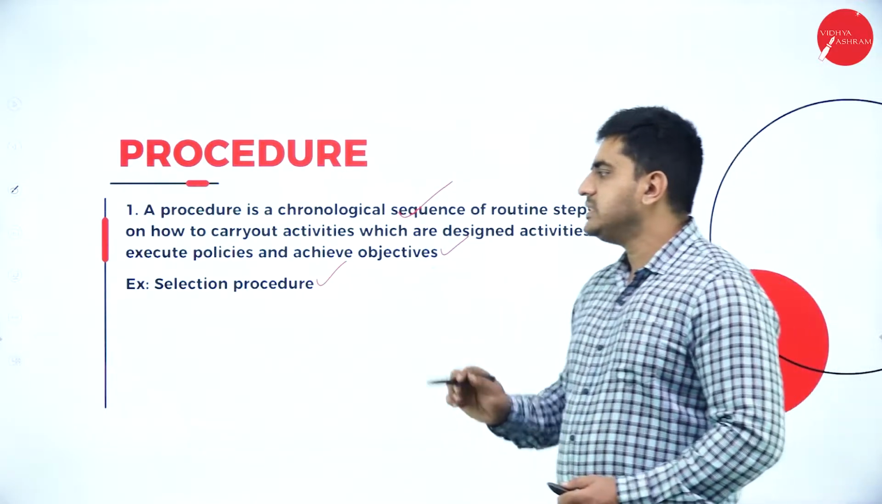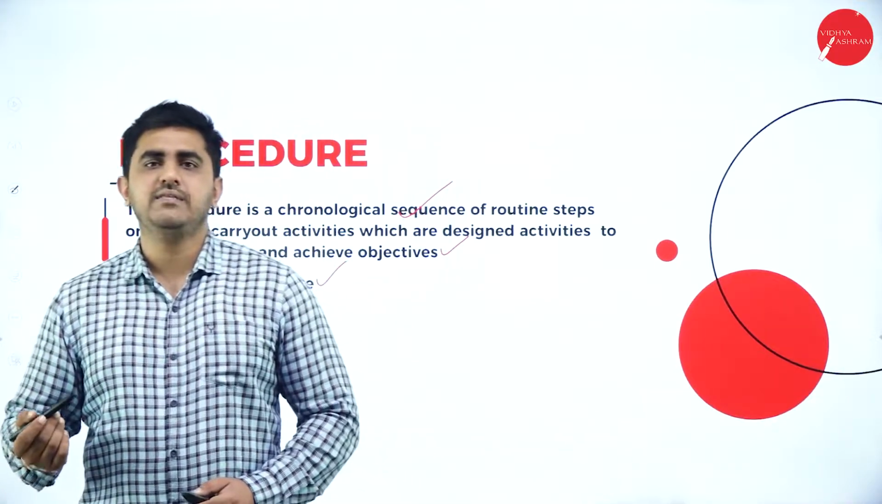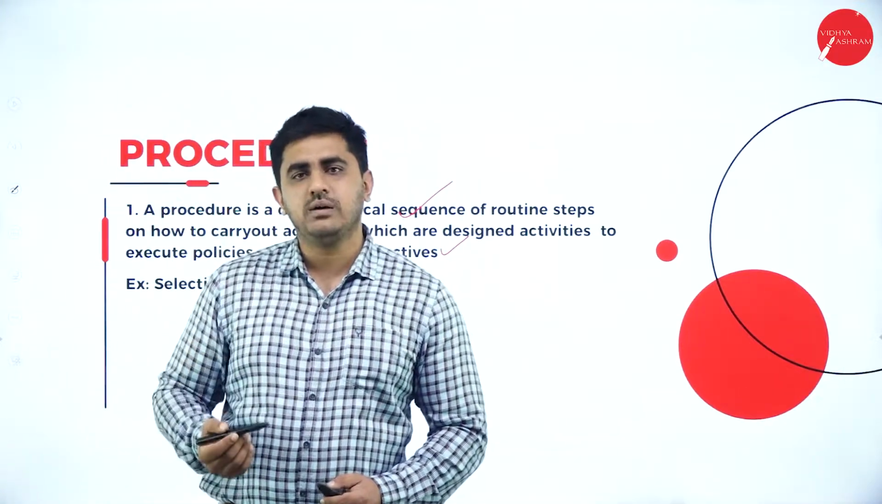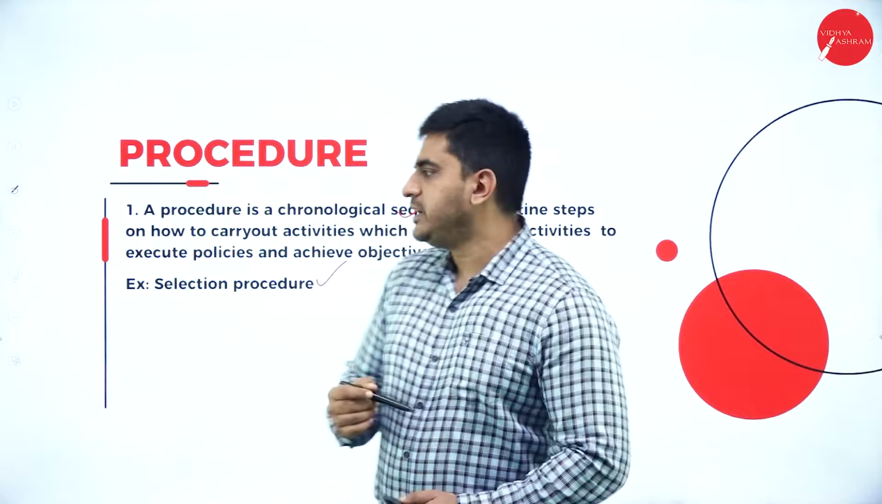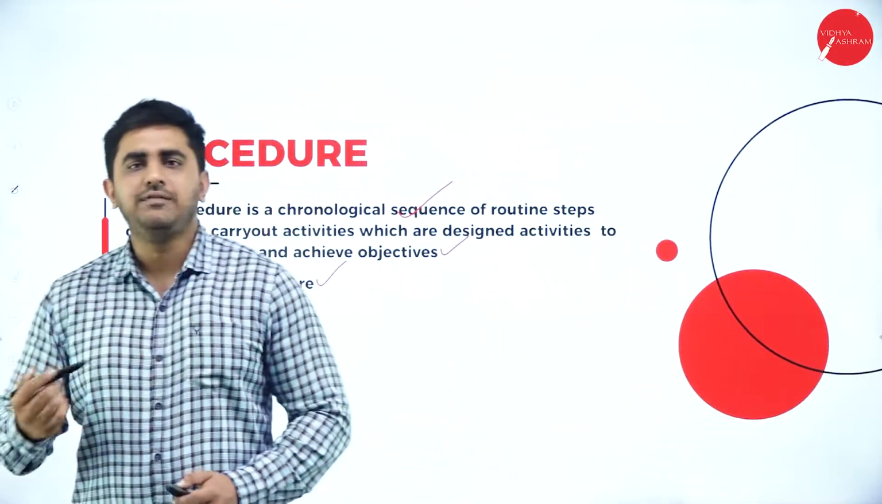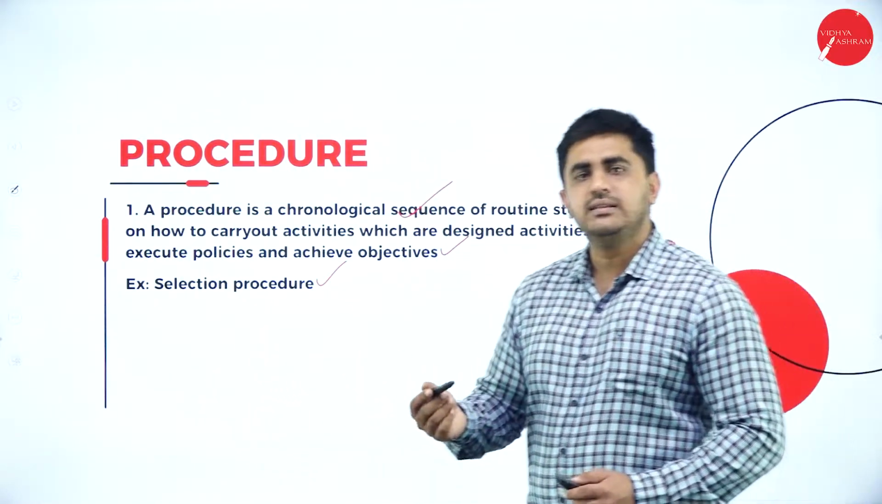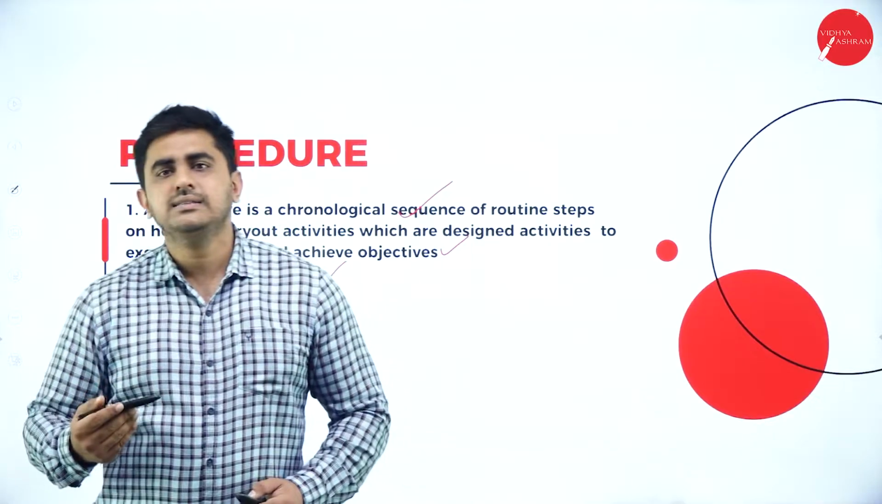So the selection procedure will mention that first they have to apply with the resume. Then they will have to come. They will have to face an aptitude test. After the aptitude test, there will be a group discussion. After group discussion, there will be an interview, and later on, finally they'll be selected. So this is a selection procedure.